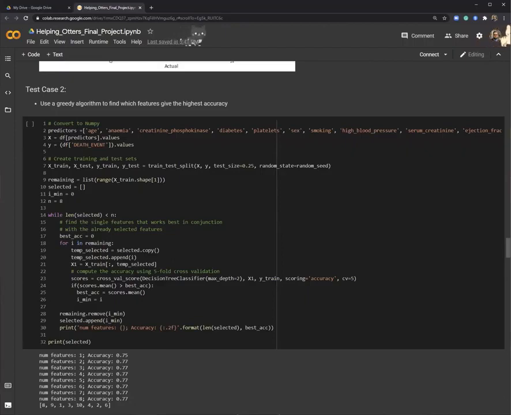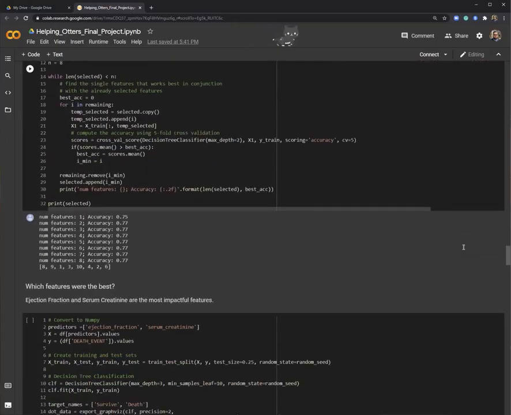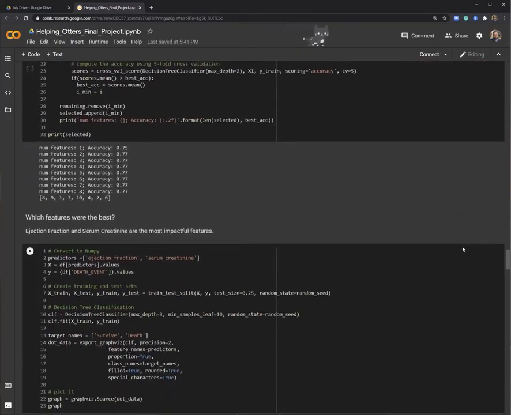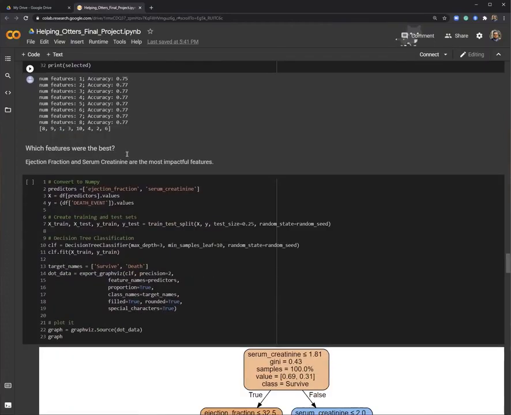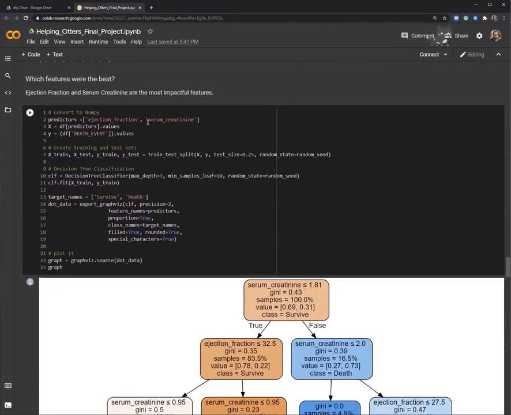We also found that the most important features in this model were age, serum creatinine, ejection fraction, and serum sodium. In order to further fine-tune our model, we decided to use a greedy algorithm to determine the best features. When we ran our algorithm, we found that after just 2 features were added, the accuracy of the model no longer improved. Those 2 features turned out to be ejection fraction and serum creatinine. We used these 2 features to create a second test model.